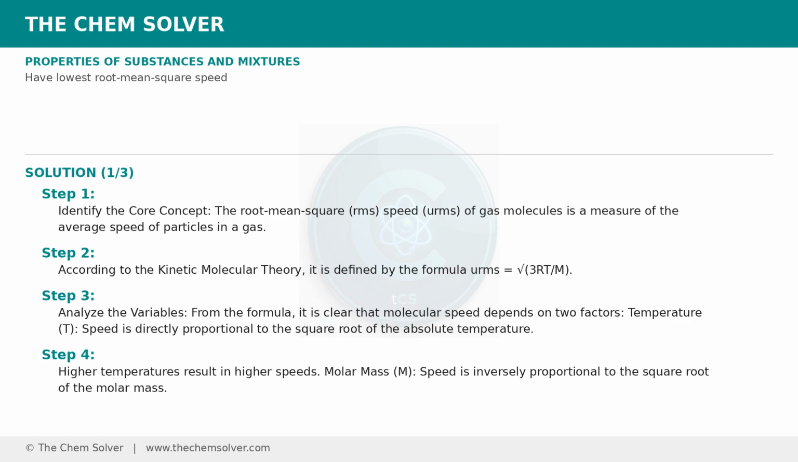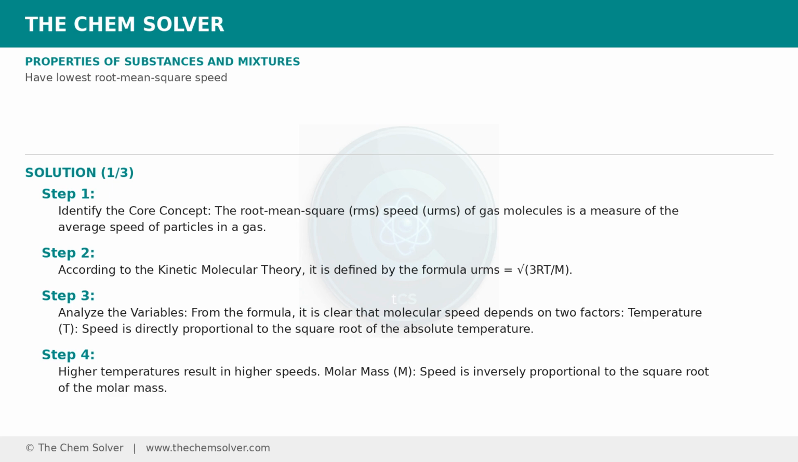Identify the core concept. The root mean square (RMS) speed, u_rms, of gas molecules is a measure of the average speed of particles in a gas. According to the kinetic molecular theory, it is defined by the formula u_rms equals the square root of 3RT over M.